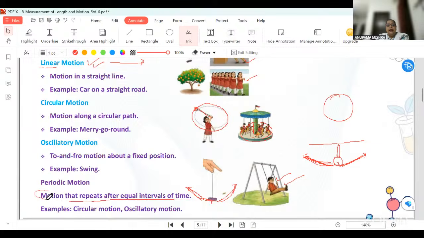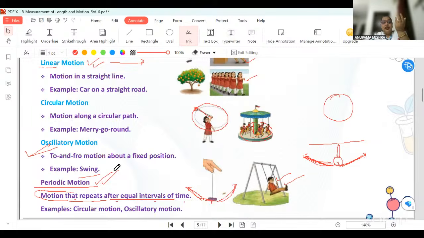This is the next motion. Oscillatory motion, swing is over. Periodic motion: motion that repeats after equal intervals of time is called periodic motion. That means oscillatory motion and circular motion are also known as periodic motion. So in this way, we saw linear motion, circular motion, oscillatory motion, all three types of motions with examples. And periodic motion means when the motion repeats in equal intervals of time. Circular motion and oscillatory motion are periodic motion.